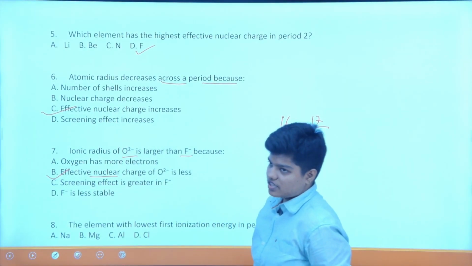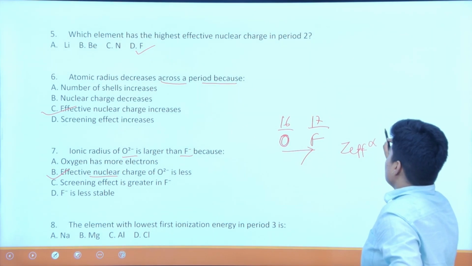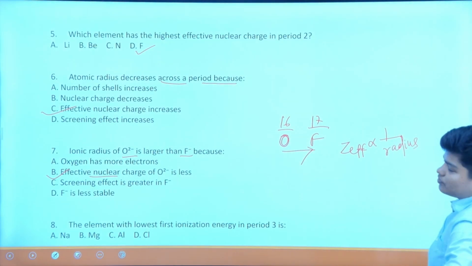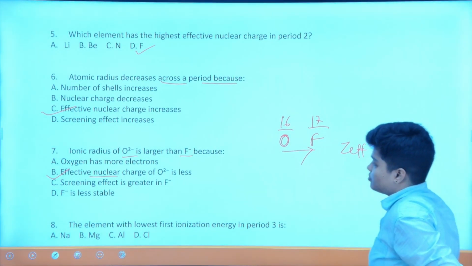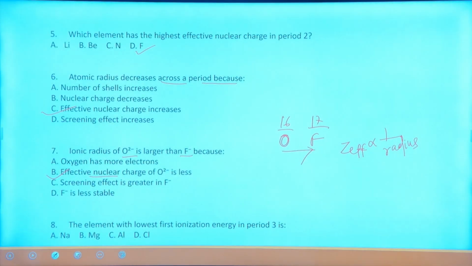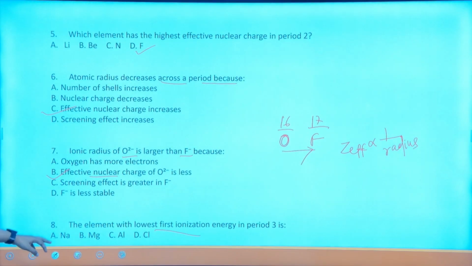Effective nuclear charge and atomic radius are inversely proportional. If the effective nuclear charge is more, the atomic radius will be less. Simple. Now question number 8: the element with the lowest first ionization energy in period 3. Sodium, magnesium, aluminium, chlorine: all these elements are in period 3.